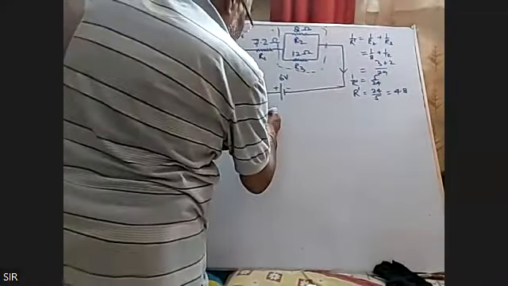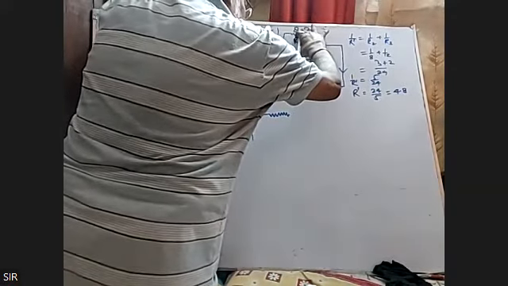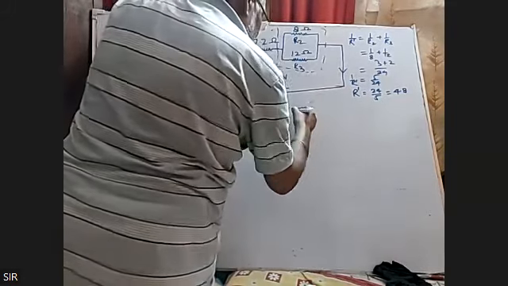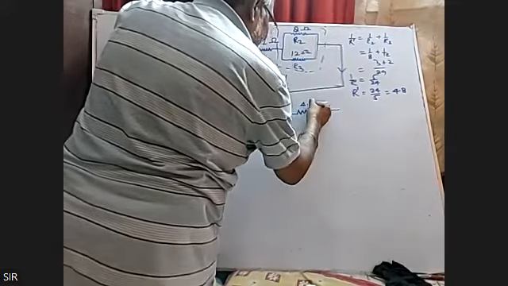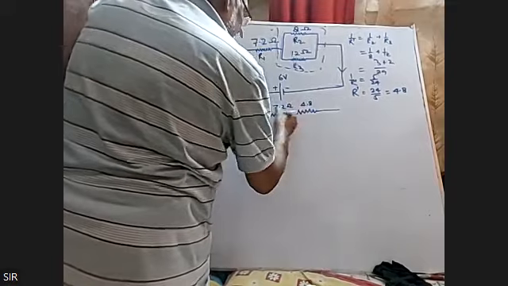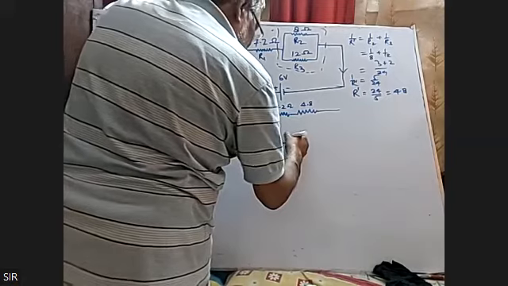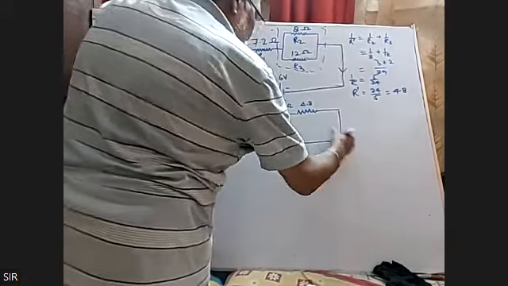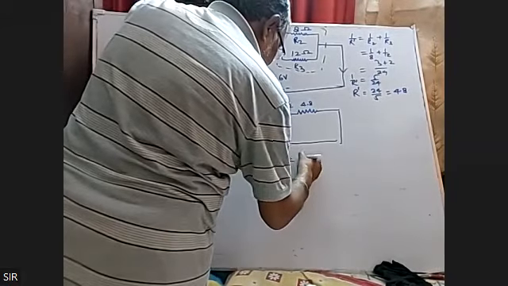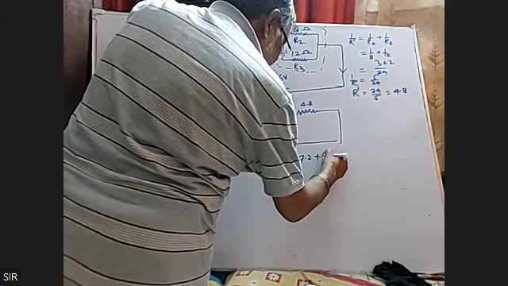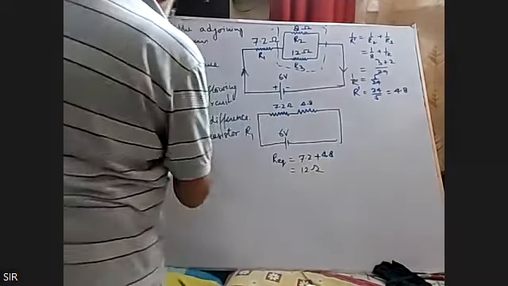Now make another circuit. Now I know the total resistance of this. So can I write 4.8 here and 7.2 here, it is given? So total resistance is 12. Therefore R equivalent is 7.2 plus 4.8, that is 12 ohm. Done.